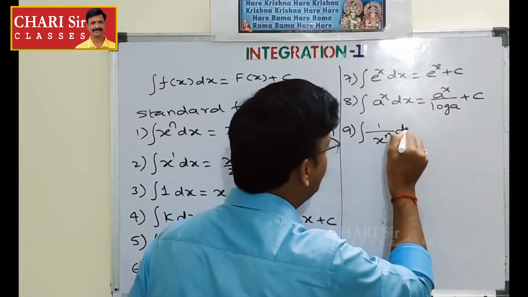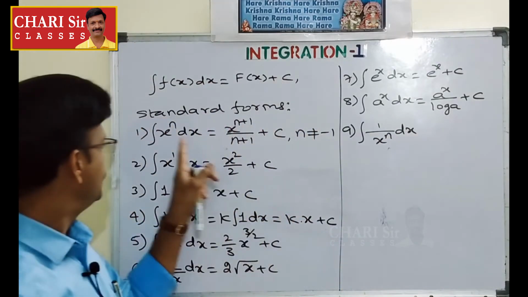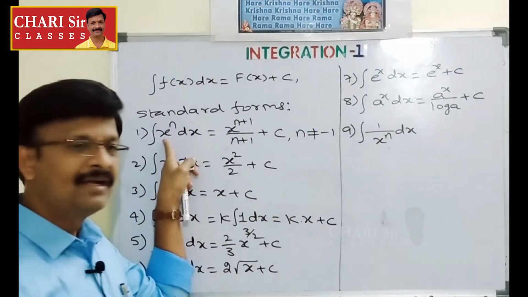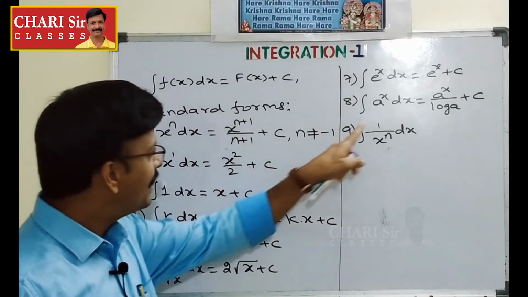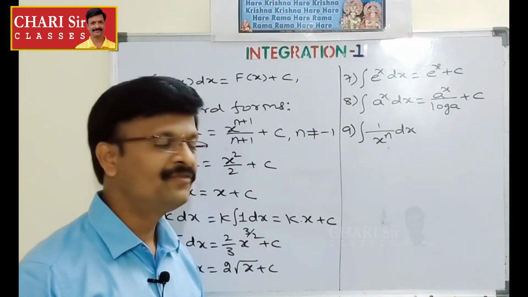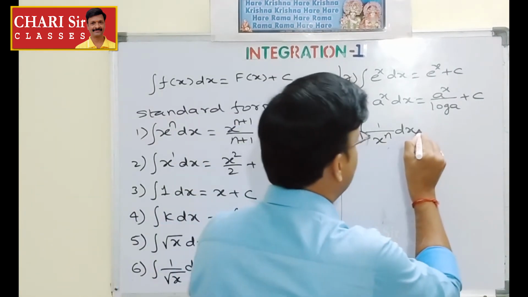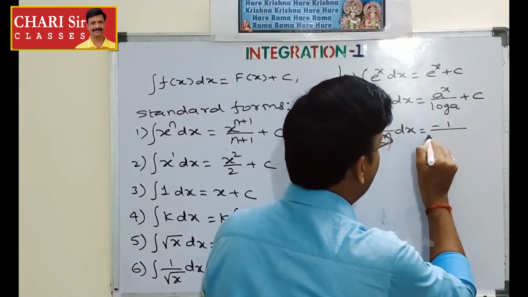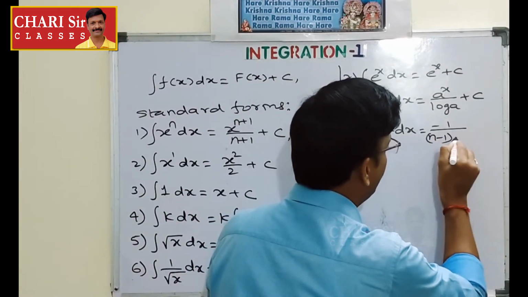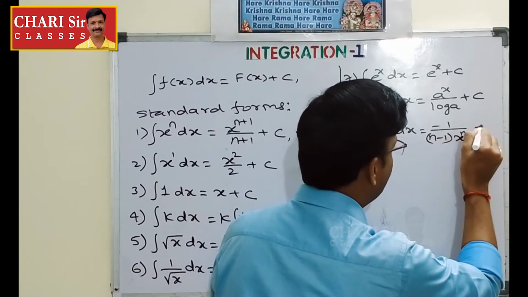This you remember because it is very important. Generally we can see in our textbook the x to the power of n formula, but here, 1 by x to the power of n. Sometimes we need to find the integral of 1 by x to the power of n, that is equal to minus 1 by (n minus 1) x to the power of (n minus 1) plus c.